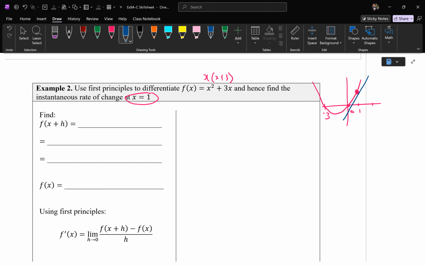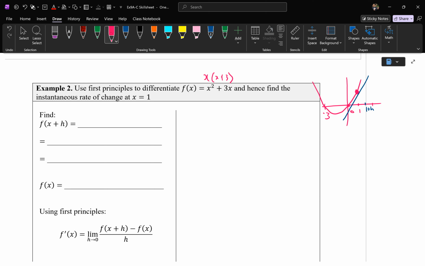But the problem is you only got 1 point. You don't have 2 points. So here's the theory. This is what first principle says. It's like, okay, well, we only got 1 point to work with, which is x equals 1. But what if I made up a second point? They say, what if I made another point that was h units away from 1? So that means it'll be 1 plus h. You get a second point, a hypothetical point.